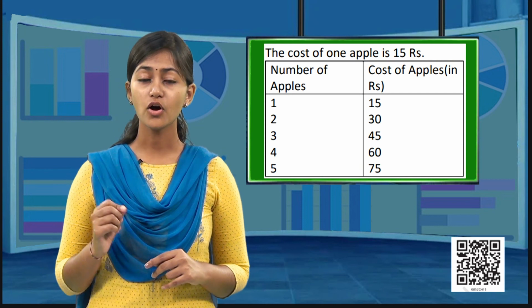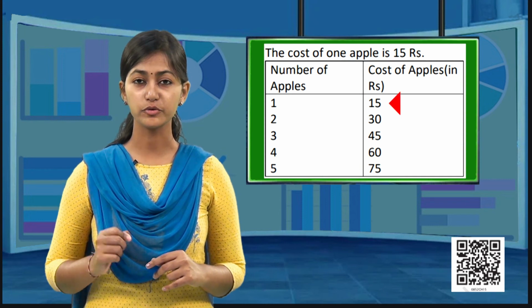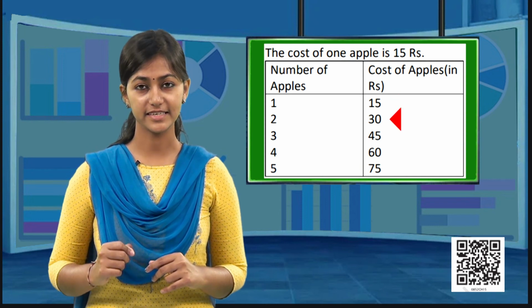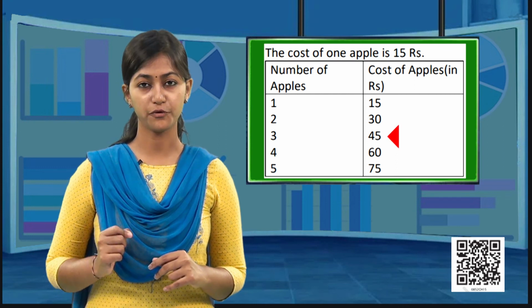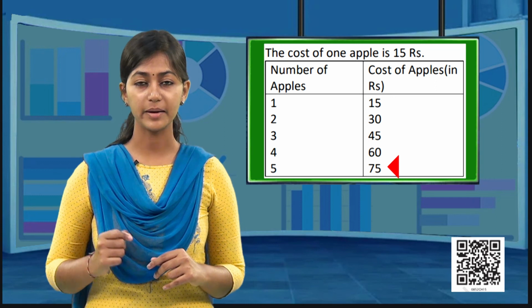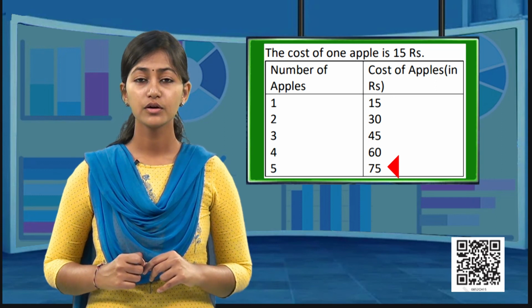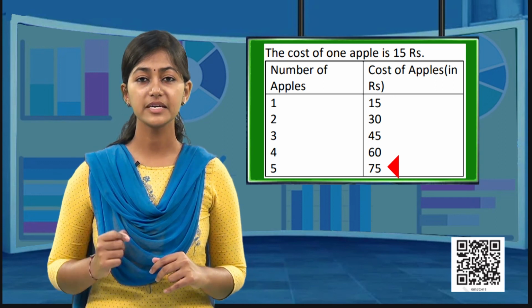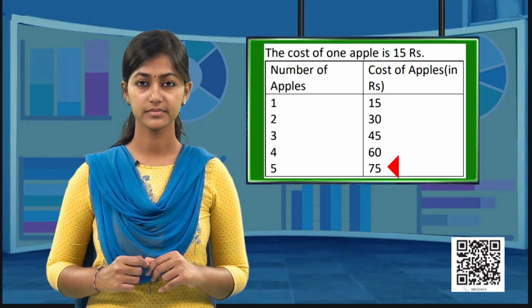Solve this problem as an exercise. The cost of one apple is 15 rupees. For 2 apples it is 30 rupees. For 3 apples it is 45 rupees. For 4 apples it is 60 rupees. For 5 apples it is 75 rupees. What will be the cost if a person buys 7 apples?